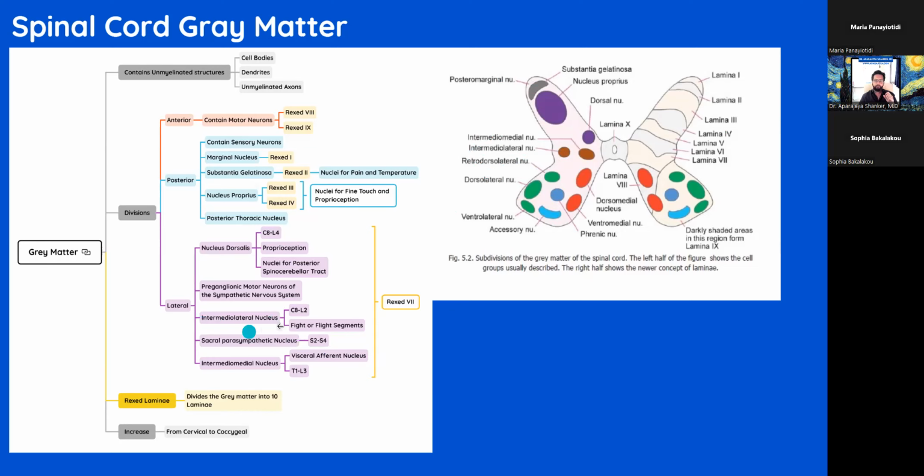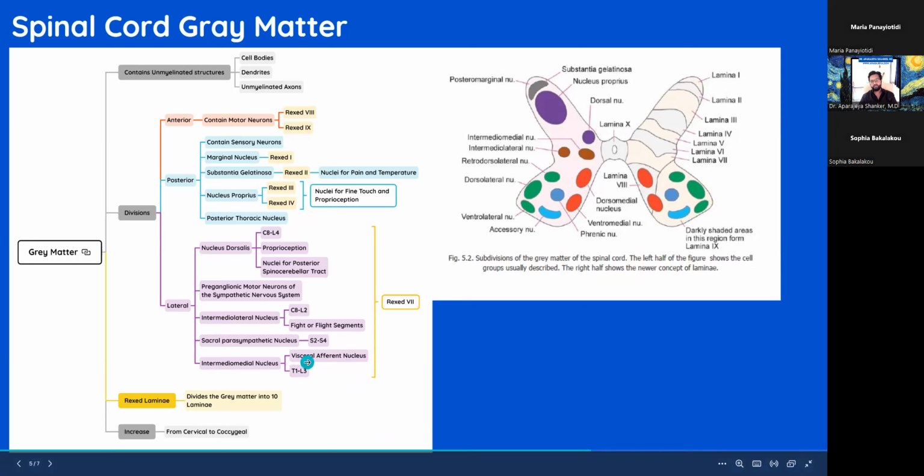Then you have the intermediolateral nucleus, this one right here. This contains something called the fight or flight segments. It's another way of saying that it contains both sympathetic and parasympathetic fibers to control the parasympathetic ganglia, and it helps to regulate autonomic function like rest and digest. Then you have the sacral parasympathetic nucleus, which is only present between S2 to S4, and it's not in this image. Then you have the intermediomedial nucleus, which is only present between T1 to L3.